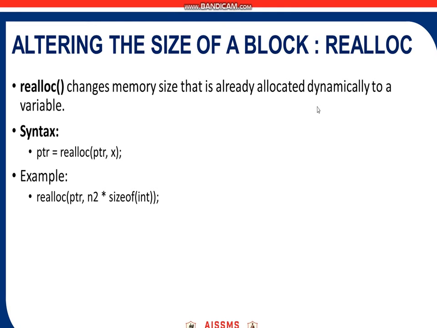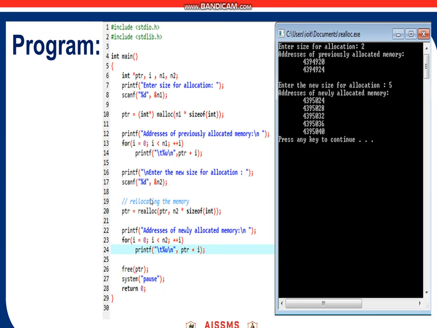Okay, then next one is altering the size of a block by using realloc. What happens sometimes is that the allocated memory is not efficient, so in that case we want to reallocate that memory dynamically. For that we can use realloc. So realloc changes the size of memory that is already allocated dynamically to a variable. For reallocation we can use the syntax ptr = realloc(previous ptr, size). For example, realloc(ptr, n * sizeof(int)).